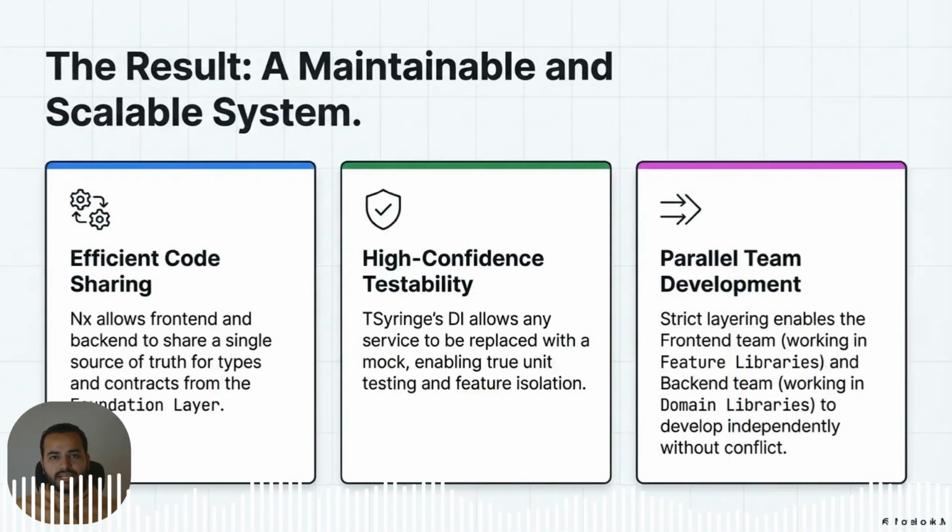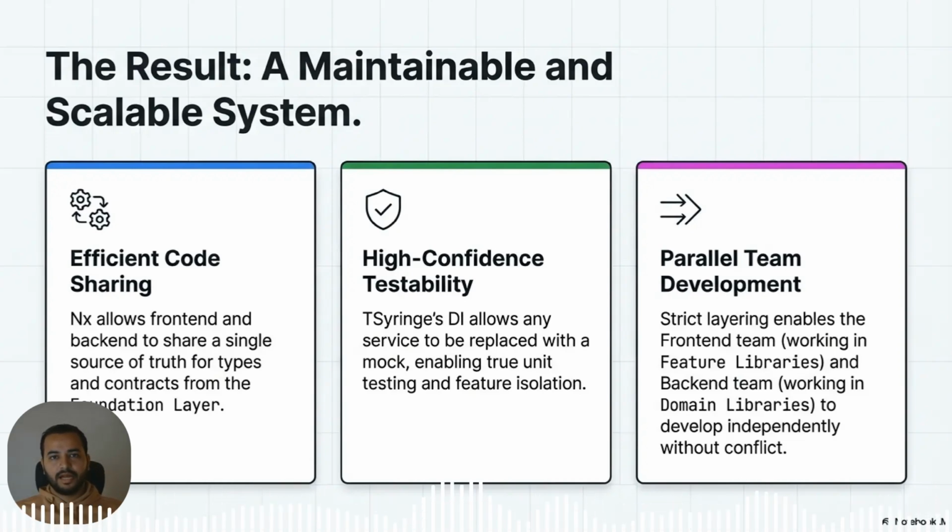So what do we actually get from implementing these 3 pillars? Well, we end up with a system that's both maintainable and scalable, and that gives us 3 huge benefits. First up is efficient code sharing. With NX, our front end and back end can share a single source of truth for types and contracts. No more duplication, which is fantastic.